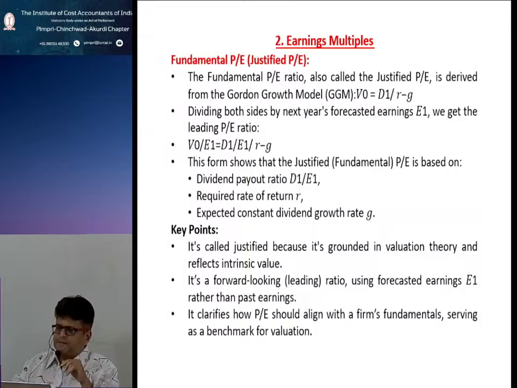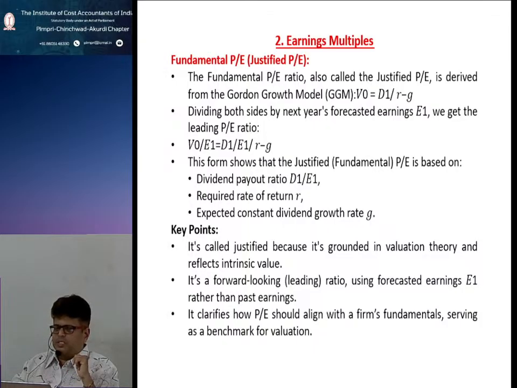So that's how the formula is. This form shows that the justified fundamental PE is based on the dividend payout ratio, that is D1 upon E1, the required rate of return, that is R, and the expected constant dividend growth rate, that is G. So that's precisely the Gordon growth model, wherein the dividend growth rate is being considered.